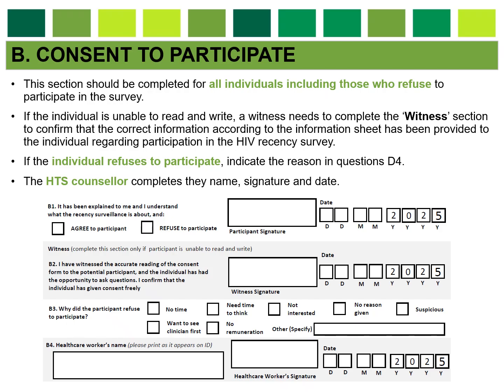So if there is a witness, please ask them to also sign in the block as well as put the date. But remember, even if the person is not able to read or write, in the participant's signature box in B1, they still need to make a mark. If the participant refuses to participate, and only if they refuse, then we complete section B3 to indicate why they refused.